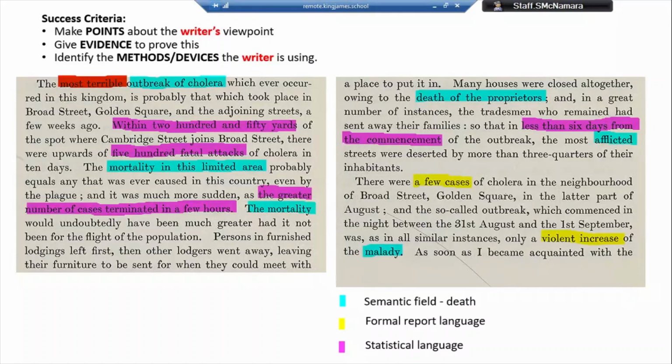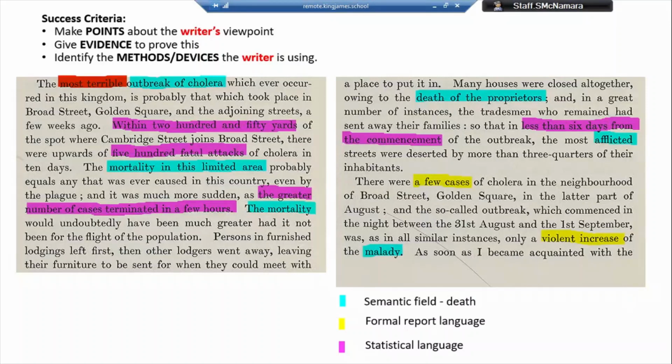We've also got some language which is very formal, written in a kind of report style, just because this is a professional man giving a detailed and accurate account of what he saw in this particular outbreak. That's also backed up by some of the language, which is very statistical. So you look at all the things there in the purple highlighting. We've got very precise references to distance in 250 yards.